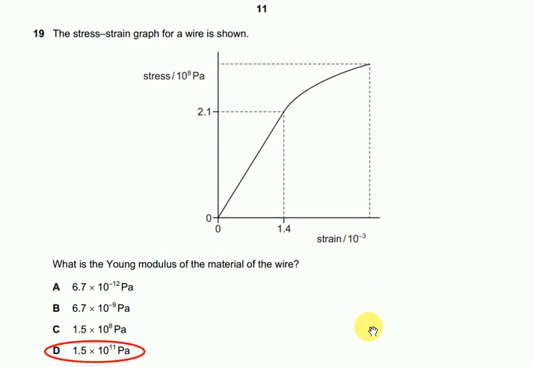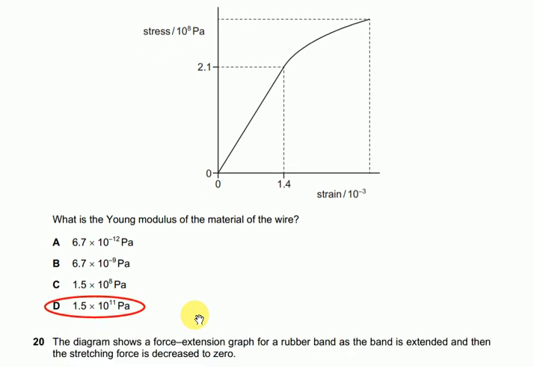Question number 19 says that a stress-strain graph of the wire is shown. What is the Young modulus of the material of the wire? Just calculate the Young modulus by calculating the stress over strain. 2.1 times 10 raised to the power 8 divided by 1.4 times 10 raised to the power negative 3 becomes D. That's a free mark giveaway question.